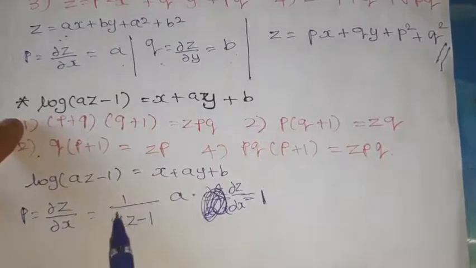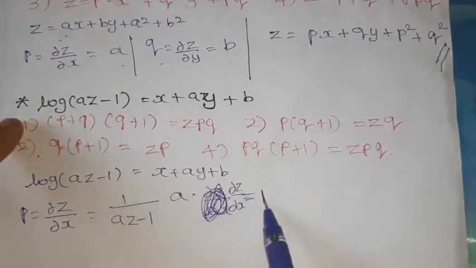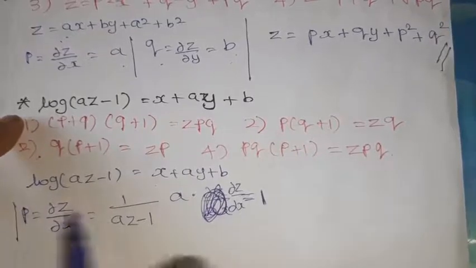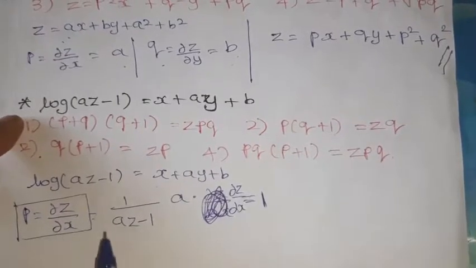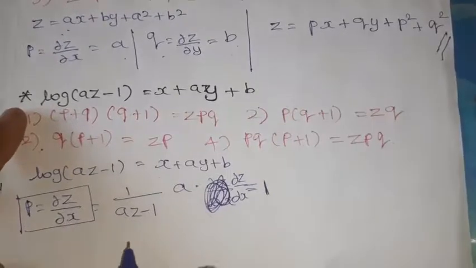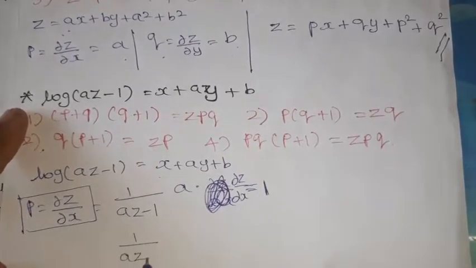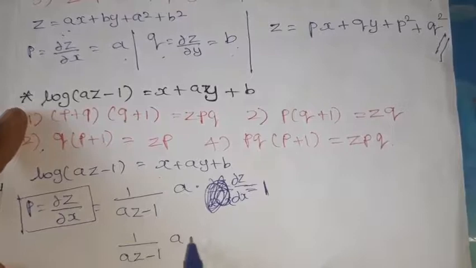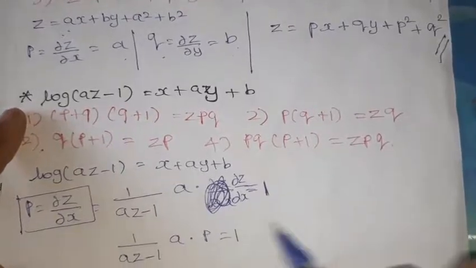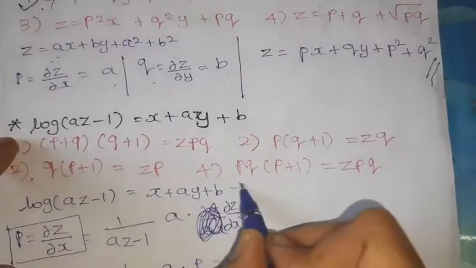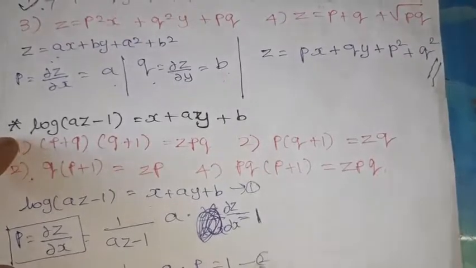So differentiating 1 by az minus 1 into a into dou z by dou x equal to 1. We know that dou z by dou x equal to p only. So 1 by az minus 1 into a into p equal to 1. So this is equation 1 and this is equation 2.